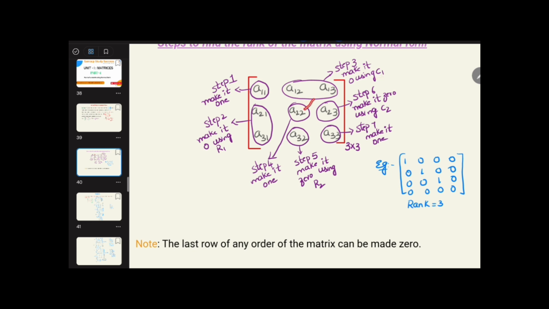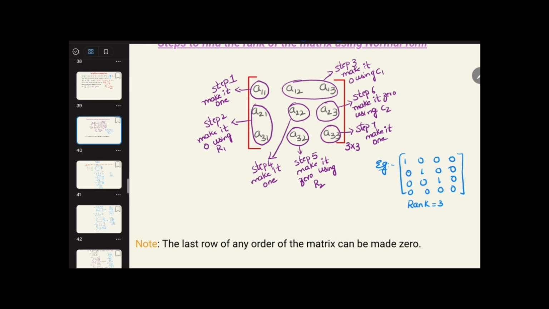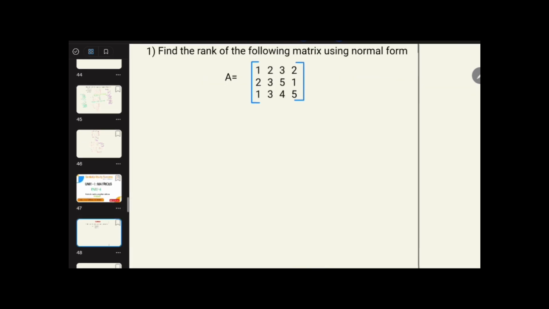Next, come back to the second diagonal element, A22. We have to make this A22 1. Next, immediately we have to make the element below the second diagonal element, A32, 0, making use of R2. Then go back again to the element beside the second diagonal element, A23. You have to make this 0, making use of C2. And then the last one is to make this diagonal element 1. So these are the steps that are used to find the rank of a matrix.